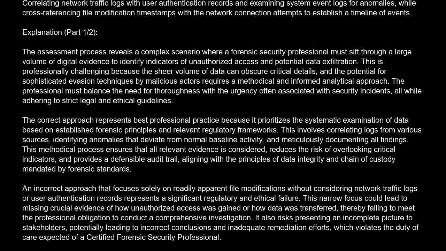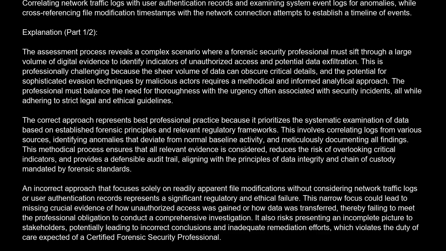An incorrect approach that focuses solely on readily apparent file modifications without considering network traffic logs or user authentication records represents a significant regulatory and ethical failure. This narrow focus could lead to missing crucial evidence of how unauthorized access was gained or how data was transferred, thereby failing to meet the professional obligation to conduct a comprehensive investigation. It also risks presenting an incomplete picture to stakeholders, potentially leading to incorrect conclusions and inadequate remediation efforts, which violates the duty of care expected of a certified forensic security professional.